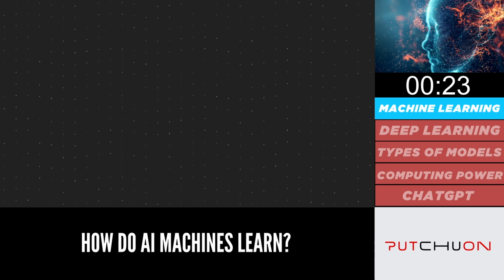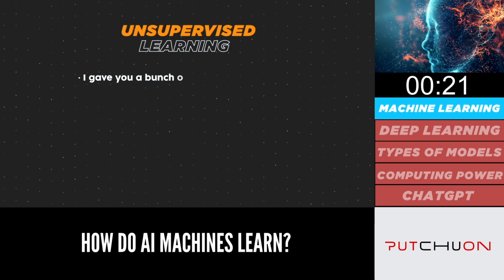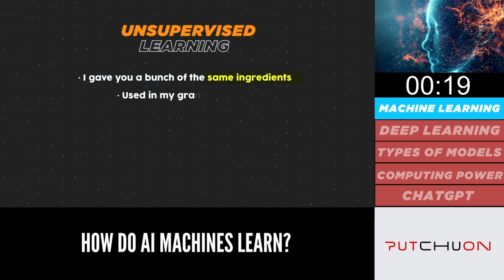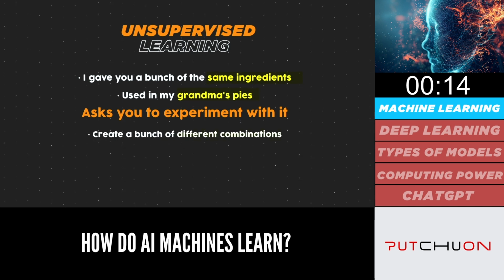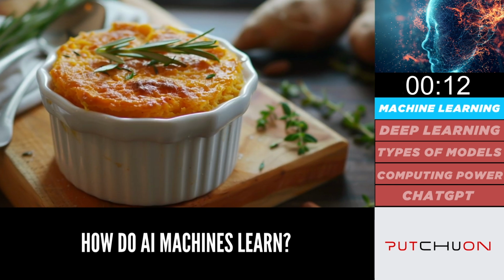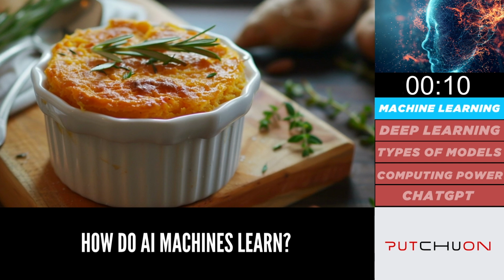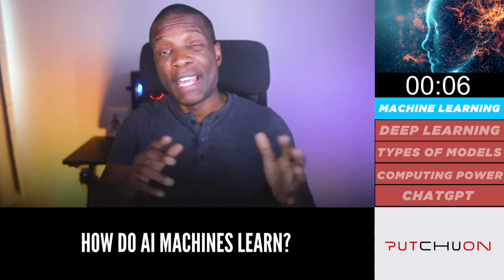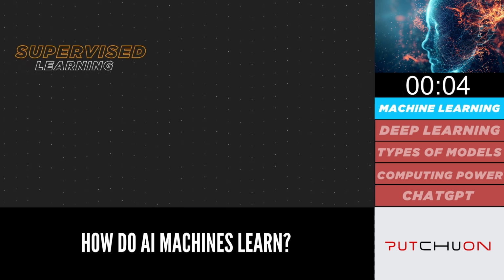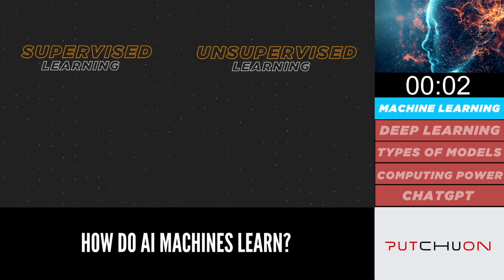So by contrast, unsupervised learning would be if I just gave you a bunch of the same ingredients used in my grandma's pies and asked you to experiment with it to create a bunch of different combinations, and somehow you stumble across a new dish for sweet potato souffle instead of sweet potato pies. That's unsupervised learning. Now, I know what you're thinking. If that's supervised and unsupervised learning, then what's deep learning?